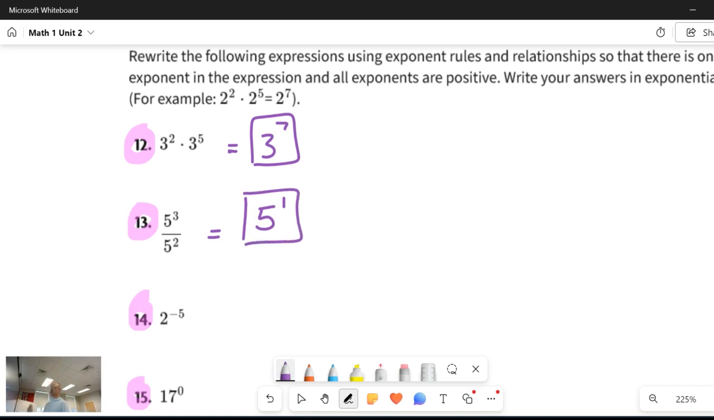Now we could simplify that to just be 5. That's totally fine if that's what you want to write. You could go through and do that. I don't think that's breaking any rules there. That's an easy thing to simplify.